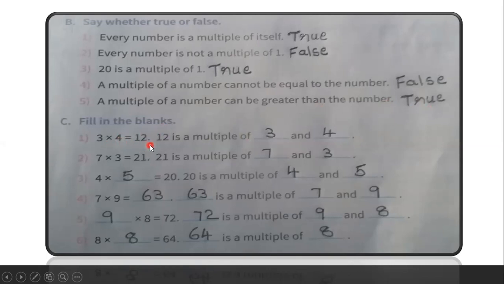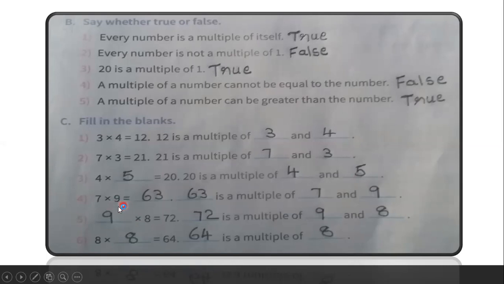Next is fill in the blanks. 3 into 4 equals 12. So 12 is a multiple of 3 and 4. 7 into 3 equals 21. 21 is a multiple of these two numbers, 7 and 3. Next, 4 into dash equals 20. With what number do you multiply 4 to get 20? We know that 4 fives are 20. So 20 is a multiple of 4 and 5.